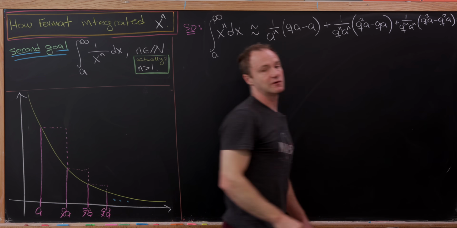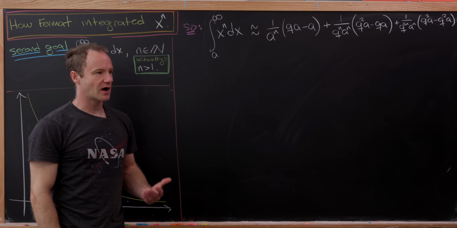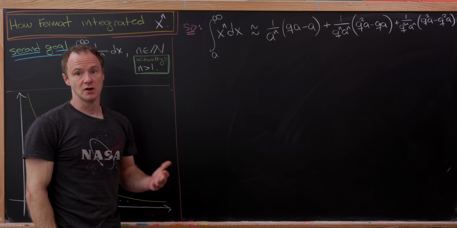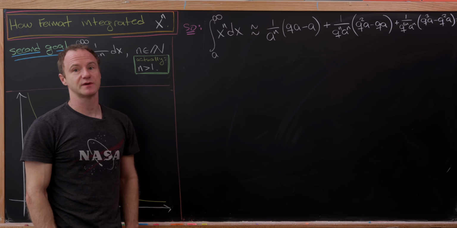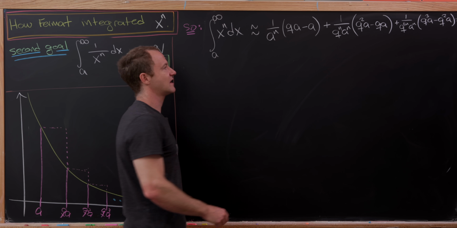And then so on and so forth. That's going to continue forever. Again, instead of approximating this with finitely many rectangles and taking a limit, we're still approximating this with infinitely many rectangles. Okay, so now let's factor some stuff out.